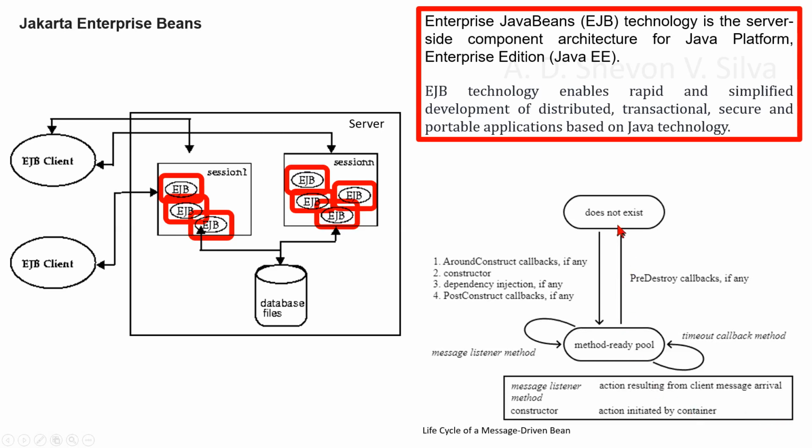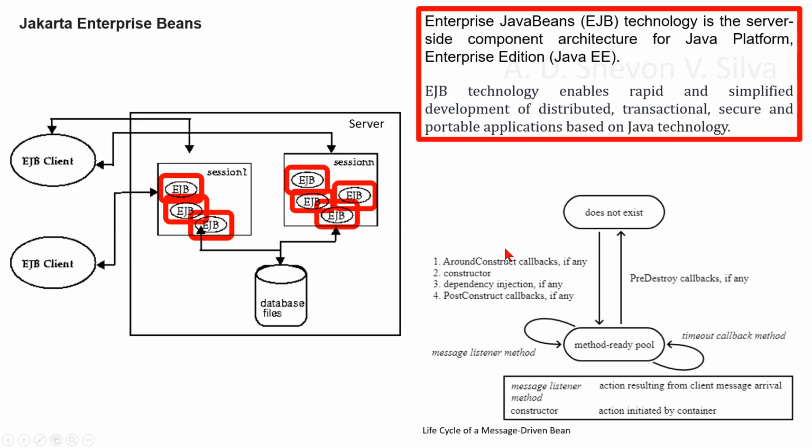Here you can see the life cycle of a message-driven bean. When a client sends a message to a destination for which a message-driven bean is the consumer, the container selects one of its method-ready instances and invokes the instance's message listener method. The following figure illustrates the lifecycle of a message-driven bean instance. The following steps describe the lifecycle of a message-driven bean instance.